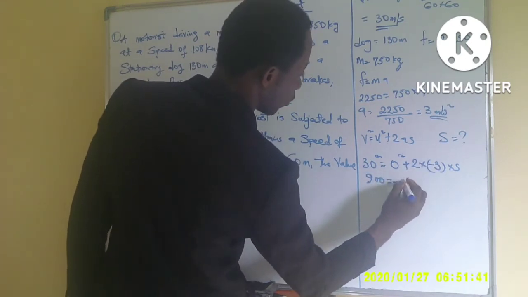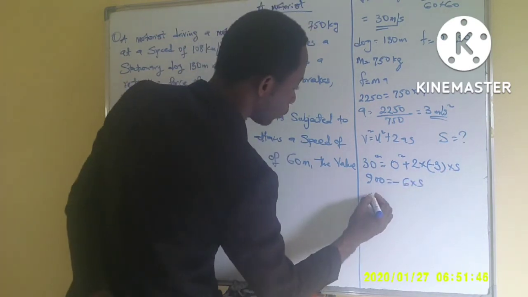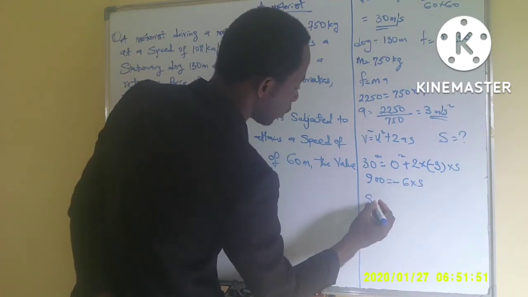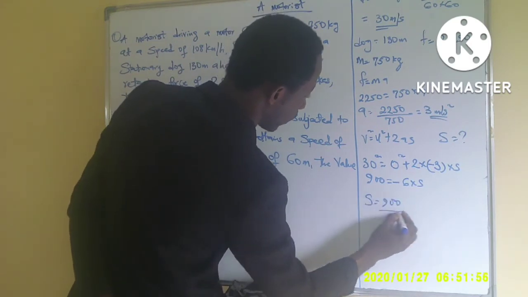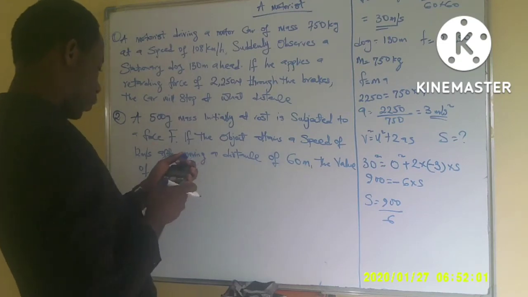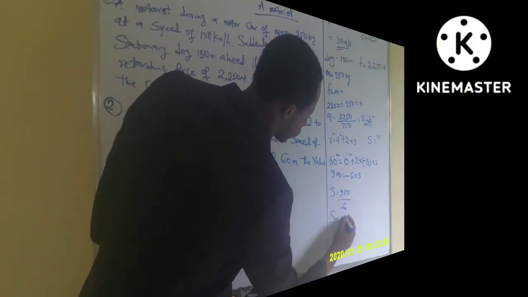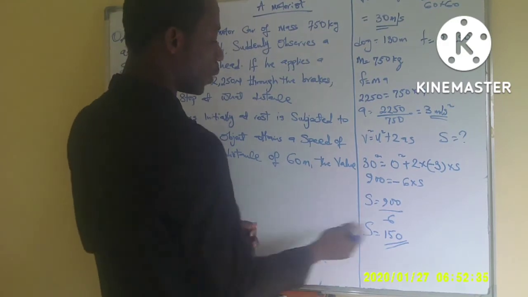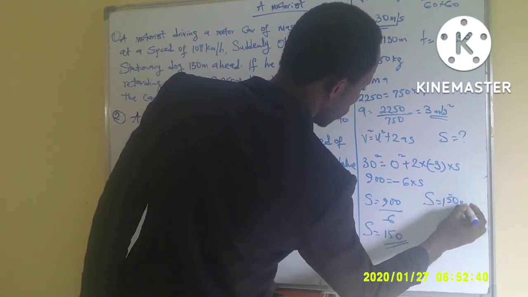Plus times minus 6 times x. So let's divide it. So we're having x is equal to 900 divided by 6. So 900 divided by 6 is 150. X gives us 150. It cannot be negative, but we apply negative because it is decelerating. So x is 150. So let's neglect the negative. So the distance is 150 meters.